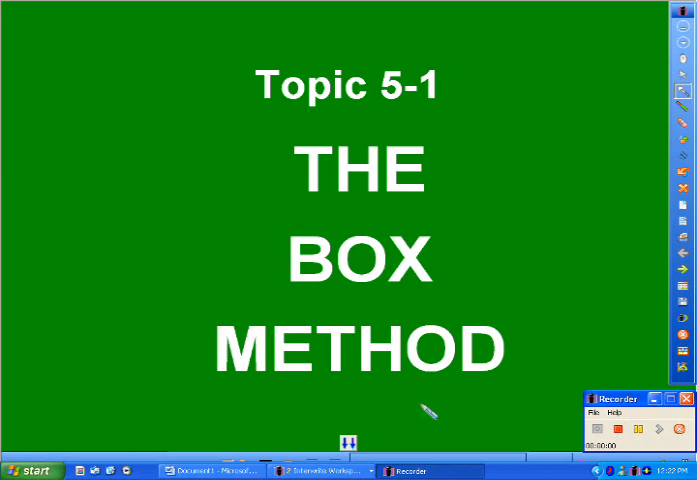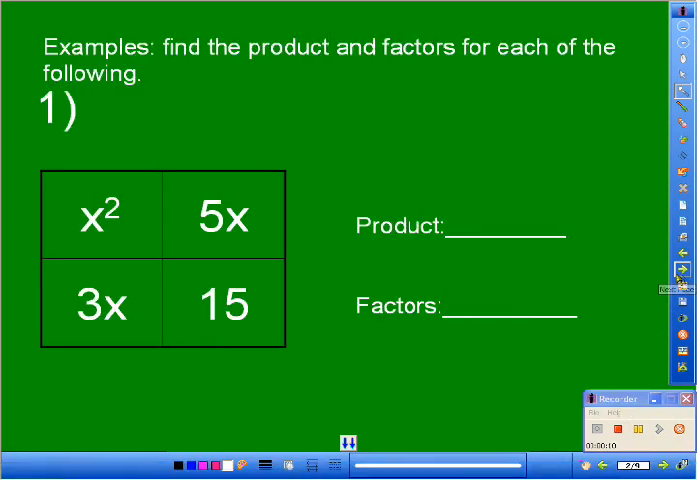The box method, topic 5-1. Let's begin. Let's find the product and factors for each of the following.